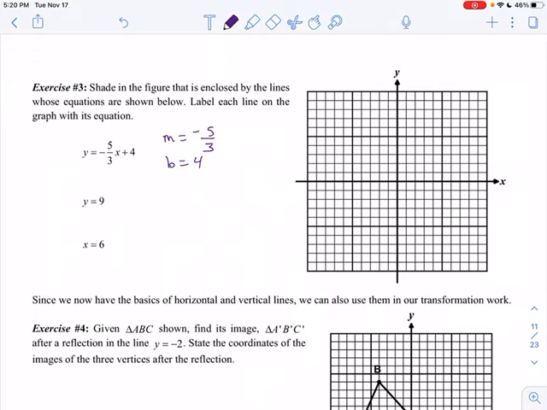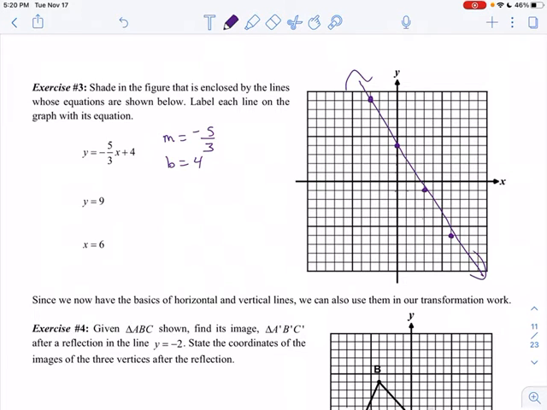On the y-axis, I go to 4. My slope is -5/3, so I'm going to go down 5: 1, 2, 3, 4, 5, over 3. And I'm also going to go up 1, 2, 3, 4, 5, and to the left 3. And that is my line right there.